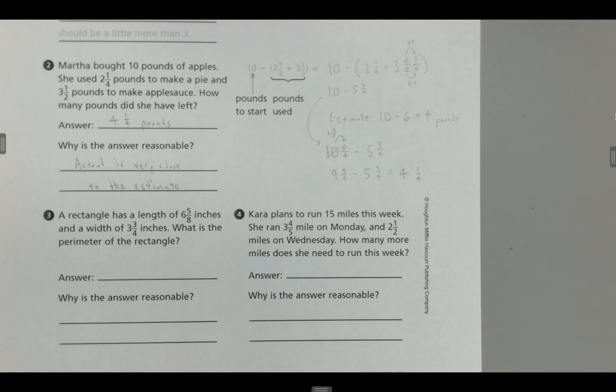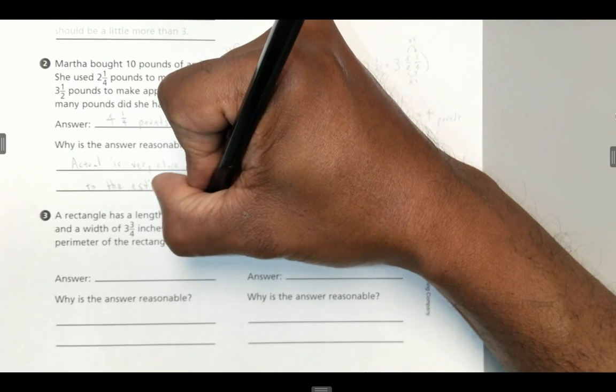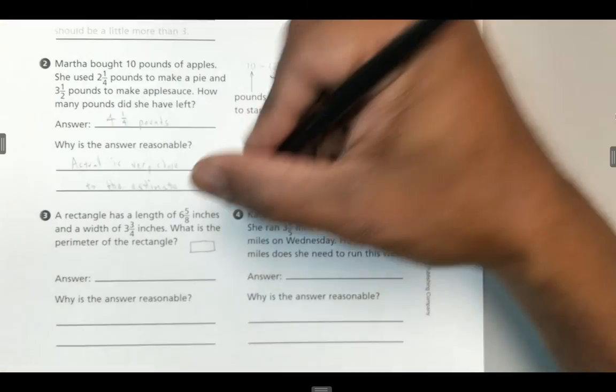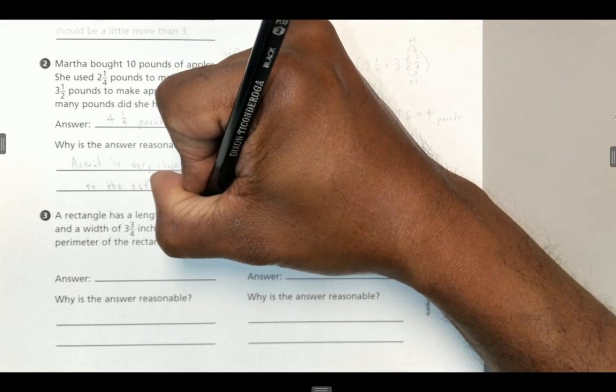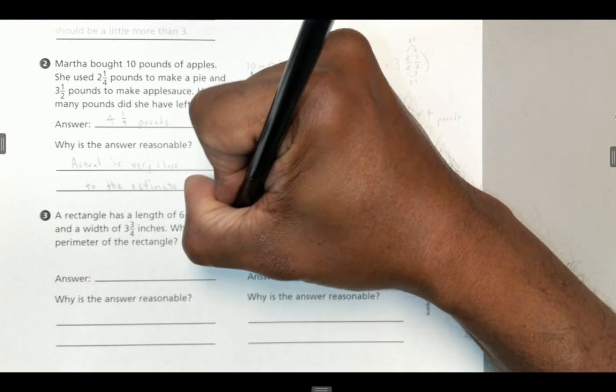Number 3, a rectangle has a length of 6 5/8 inches and a width of 3 3/4 inches. What is the perimeter of the rectangle? Remember, perimeter is when we are totaling up the lengths of each of the sides. Area is a different calculation. That's length times width. So for perimeter, if I just drew a very tiny sketch of a rectangle here, let's say the length as it's given to us is 6 5/8, the width 3 3/4.